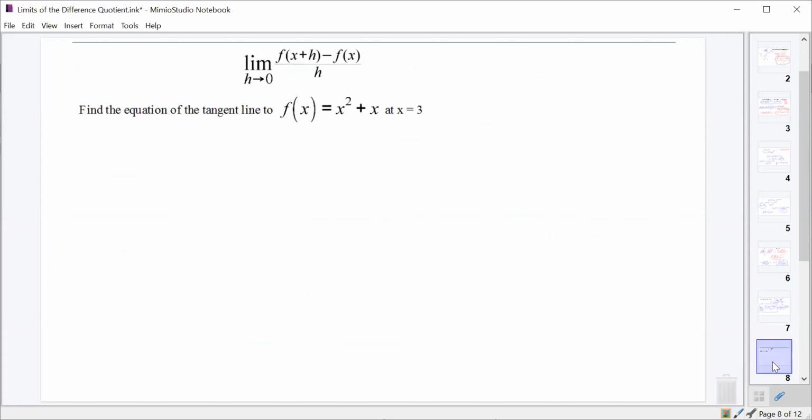So I would like you guys to see if you can use the difference quotient, set this up, and simplify it down some. Give that a shot for a minute or two here, using the limit as h approaches 0 of f of x plus h minus f of x over h.